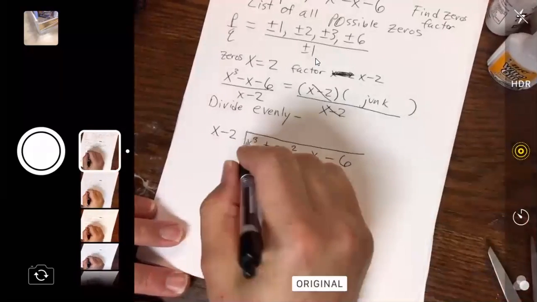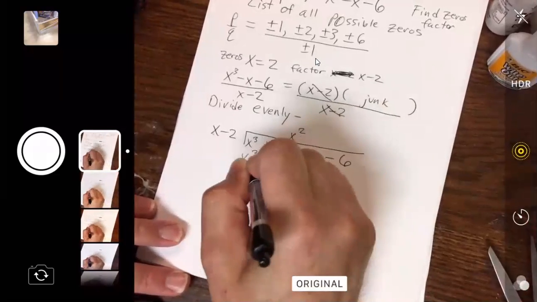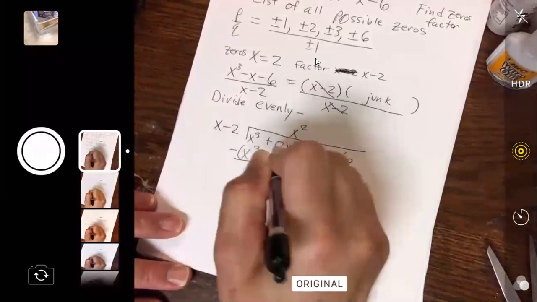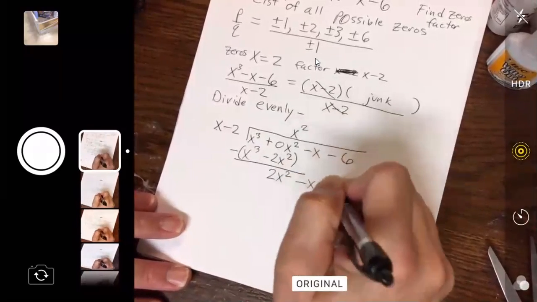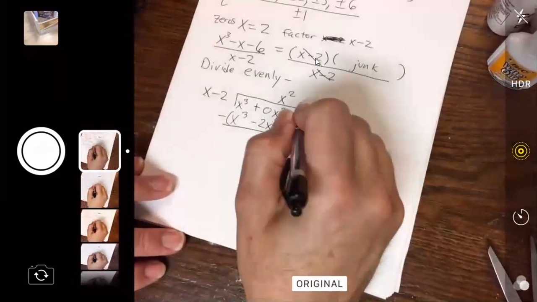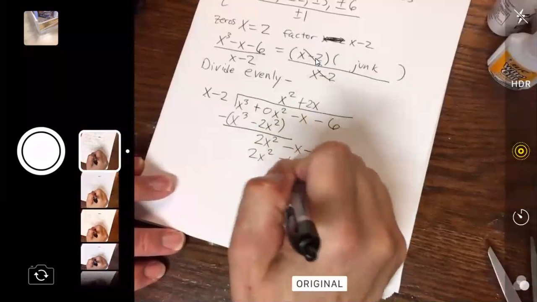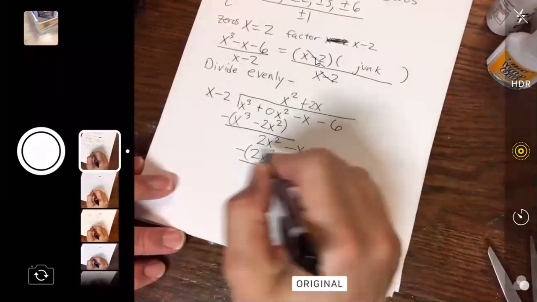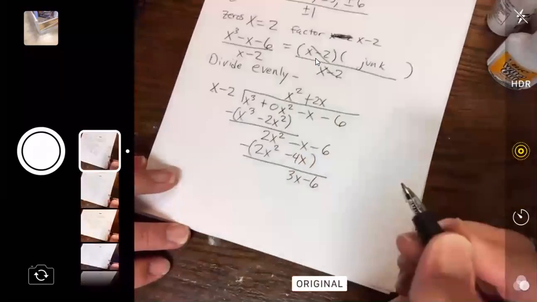All right, so x times what's x cubed? That's an x squared, giving me x cubed minus 2x squared. Subtract, put this in parentheses. 0 minus negative 2, that'll be a positive 2x squared. Minus x minus 6. X into 2x squared will be a 2x. 2x squared minus 4x. Subtract. Negative x minus negative 4x, that'll be, add 4, that'll be a 3x minus 6.